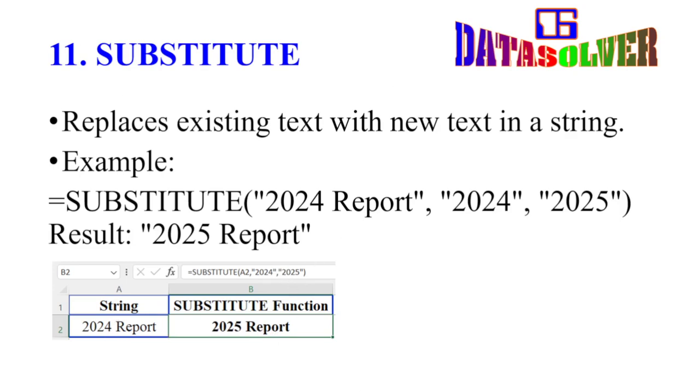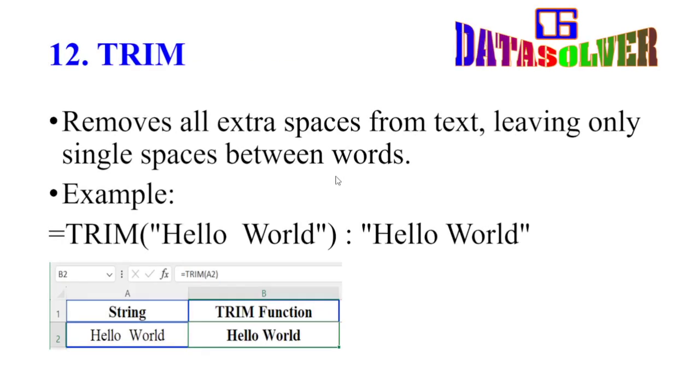So our last function in this tutorial is TRIM. TRIM removes all extra spaces from text, leaving only a single space between words. As you can see from our screen capture example, we have a string in A2 called "hello world" with 2 spaces. And in our formula in B2, =TRIM(A2) automatically changes that 2 spaces to 1.